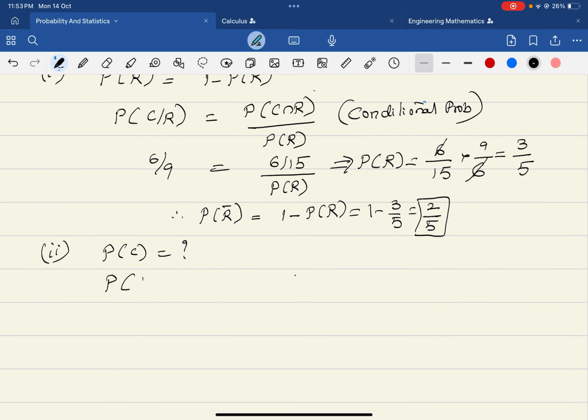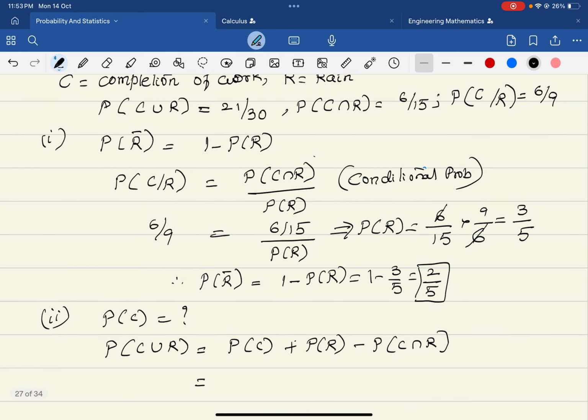So if you know the theorems, it will be easy for you to remember, to do the problems. So P of C union R is what? P of C plus P of R minus P of C intersection R. Okay. Now, what are the given conditions here? Whatever is given, you write down. P of C union R is 21 by 30. P of C, you don't know. P of R, you know that it is 3 by 5. P of C intersection R is 6 by 15.